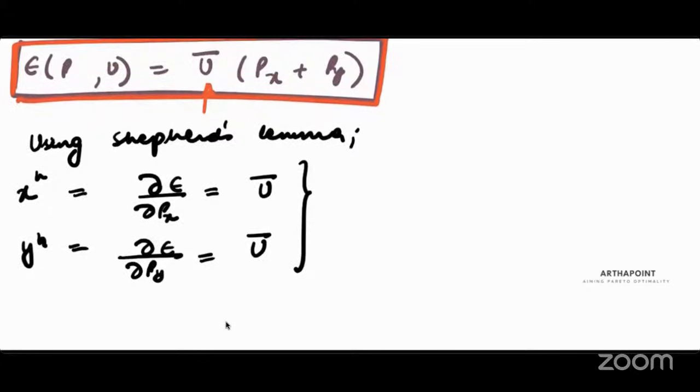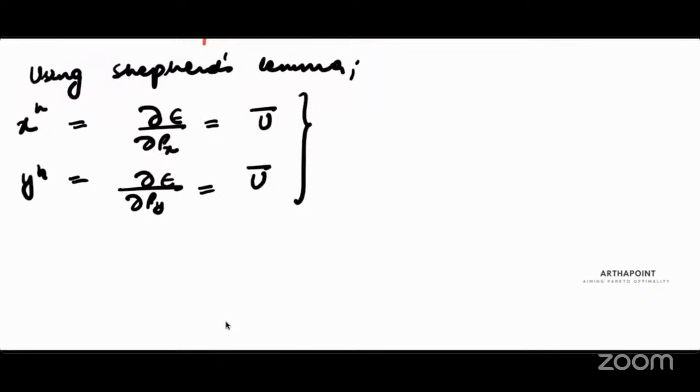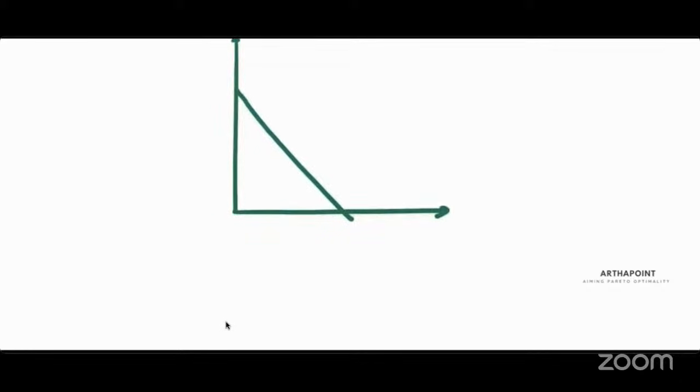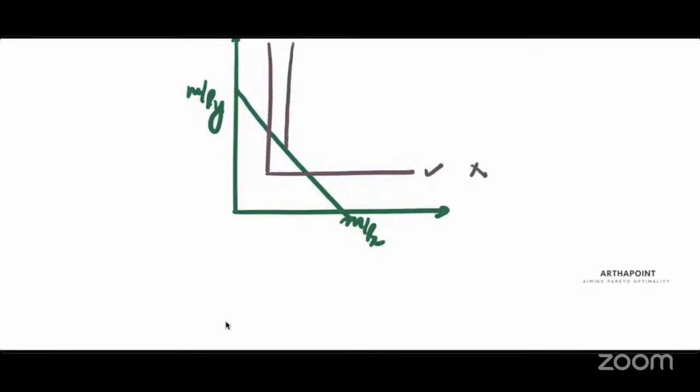Now, diagrammatically, you would have gone ahead and represented it like this. This is my budget line. If I look at my budget line, this is M by PX, M by PY. I want to go and attain the highest indifference curve possible. Is this the highest indifference curve? No. I can go above.